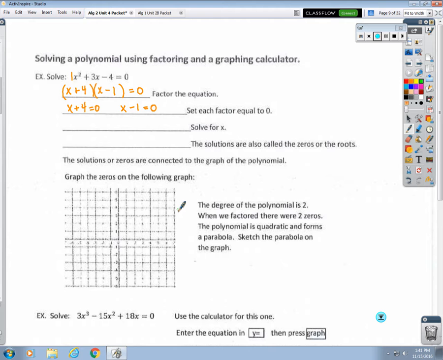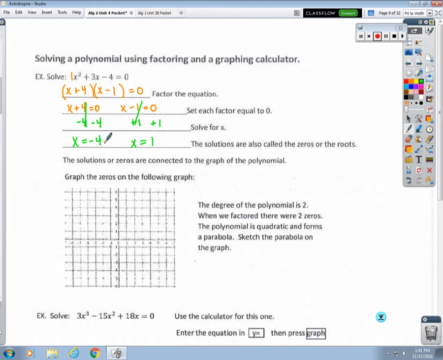Okay, now to solve for x, what do I do? Subtract 4 on both sides, and so this x will equal negative 4. And then to solve this one for x, what do I do on both sides? And so x equals 1. Those are the solutions. They're also called zeros or roots. So you can hear any of those words. If they ask for the solutions, the zeros, or the roots, they're asking for those.